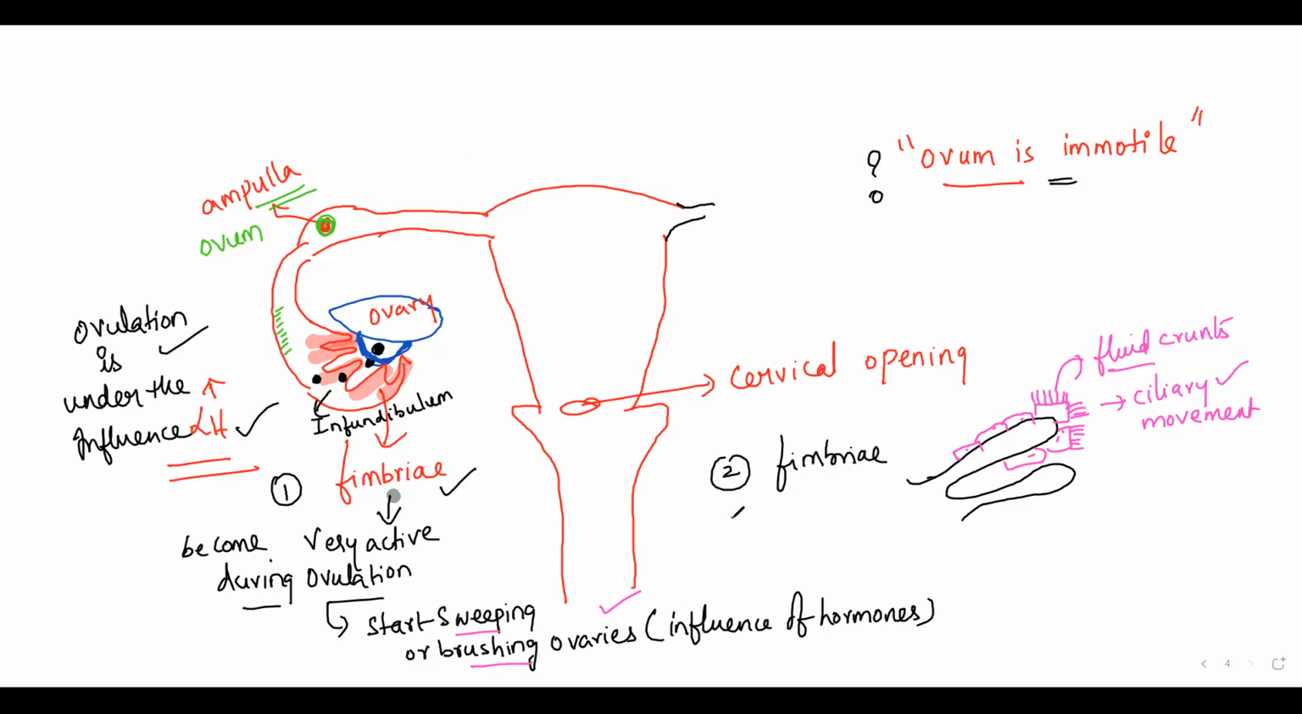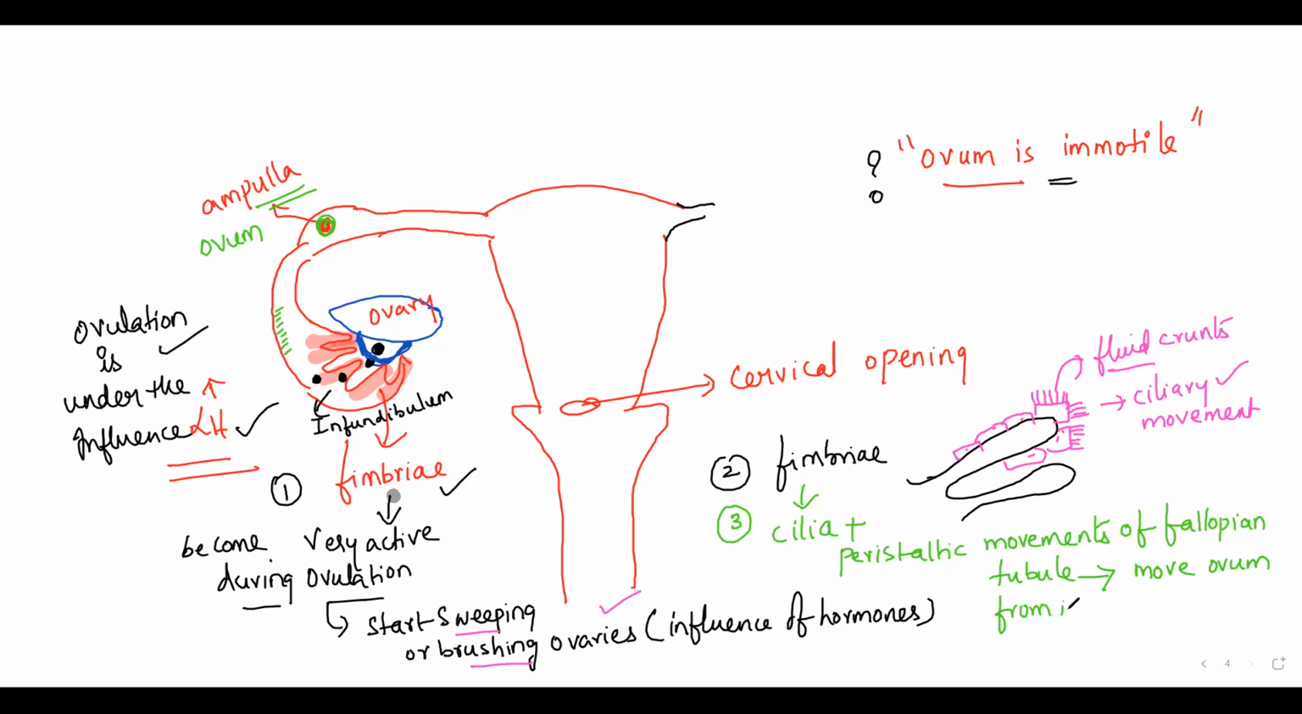From the fimbriae, now the third thing is from the fimbriae, the cilia of the fallopian tubule are helping in the movement, as well as the peristaltic movements of the fallopian tube. The cilia as well as the peristaltic movements of the fallopian tubule together are going to move the ovum from your infundibulum to your ampulla area. Till here, did you understand, children? This is the movement of the ova.